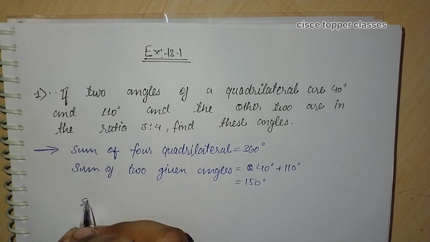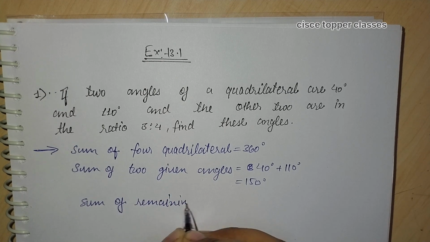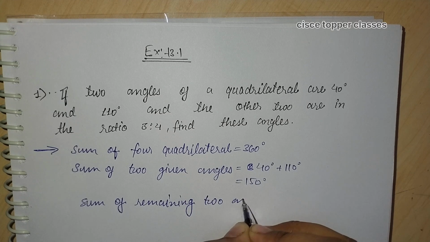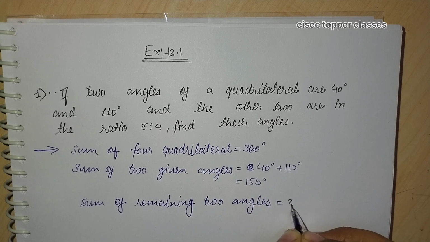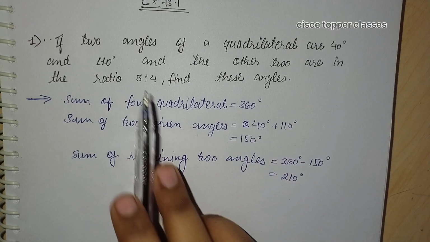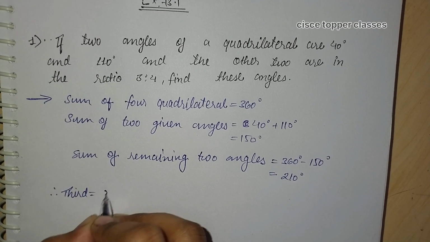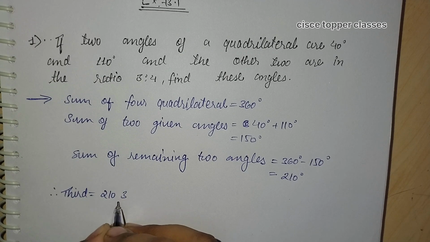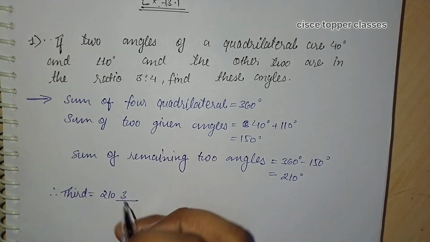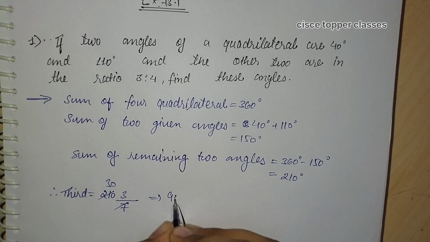Now, the sum of the remaining two angles we can find from here only. So the sum of the remaining two angles will be 360 minus 150, equal to 210. Now, as the ratio of the other two angles is given, that is 3:4, we can find the third angle firstly as 210 times 3 by the whole thing, 3 plus 4, so it will be 7. We will cancel out this part and we will get 90 here.